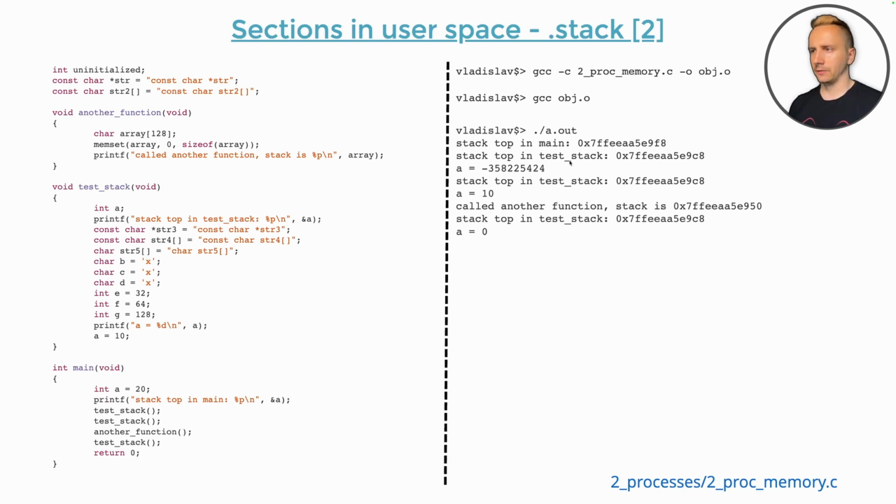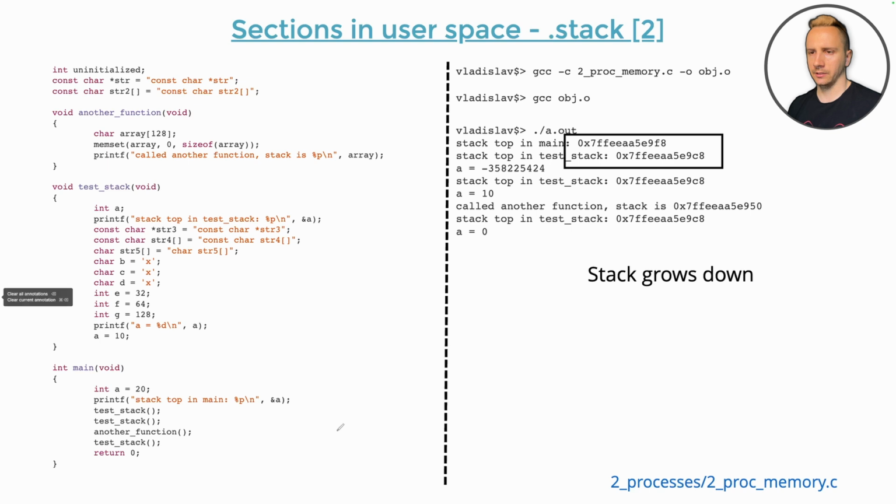Here is what was happening. Firstly, we can look at the addresses of the a variables, like address of this one, address of this one, and we can see that the stack indeed grows down, because the address in testStack of its variable on the stack was a little bit less, because it was 9f8 and became 9c8. So the address of this variable was less than the address of this one. It's a very simple way to check that stack indeed grows down.